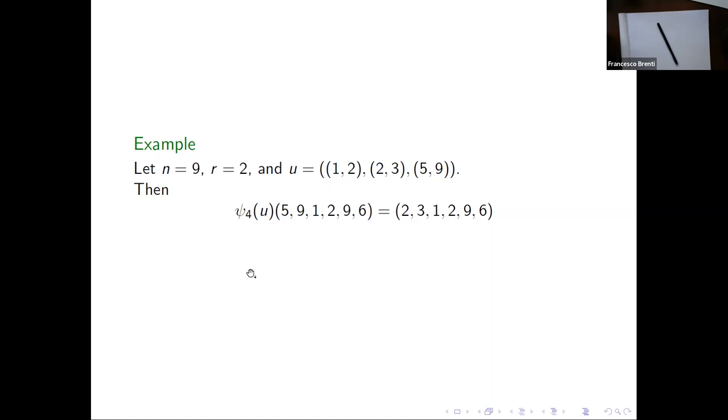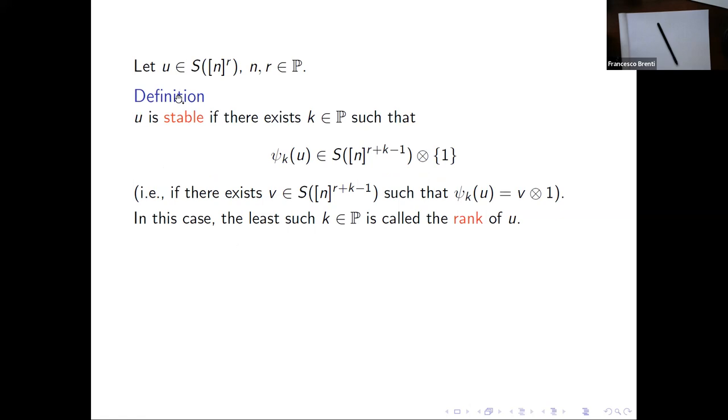So now here's the key definition. You take a permutation u of the discrete hypercube of dimension r, n to the r. And I say that u is stable if there is a positive integer k so that psi sub k of u is a permutation of the hypercube which is one dimension smaller, tensor 1. In other words, psi k of u can be written as v tensor 1, as something tensor 1. That's all I'm saying.